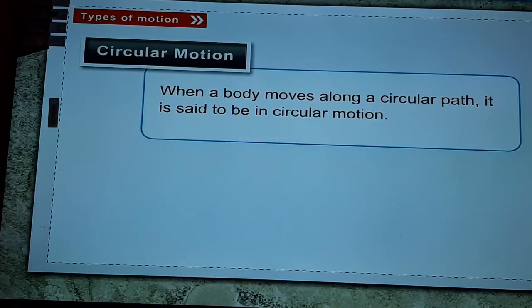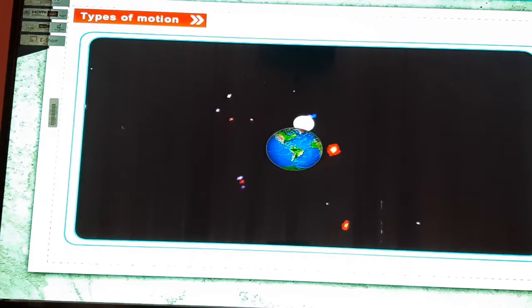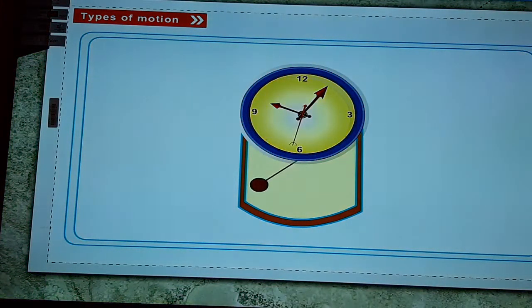When a body moves along a circular path, it is said to be in circular motion. For example, the earth moves round the sun in a circular path. Some more examples of circular motion are the movement of the moon around the earth and the motion of the tip of the hand of a watch or clock.